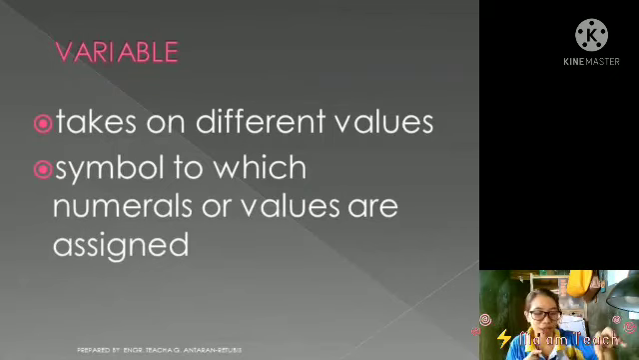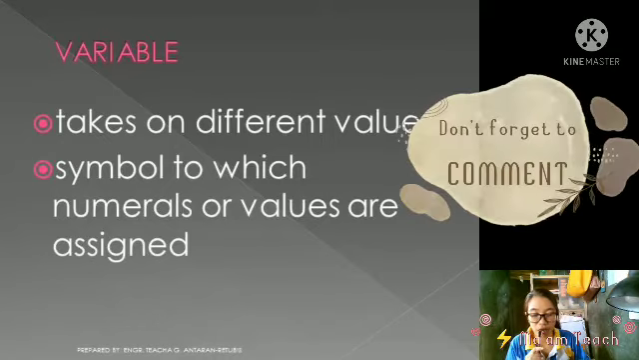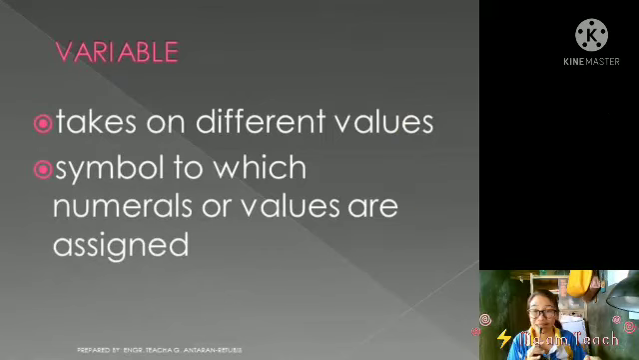So if you use it maybe in this equation, it could be that the value of x is different. If you use it in a quadratic, it could be that the value of x is different. Okay? So any variable is having different values. Precisely, a variable is a symbol to which numerals or values are assigned. In math, the very common variables that we are using are the variables x and y, which represent a value.